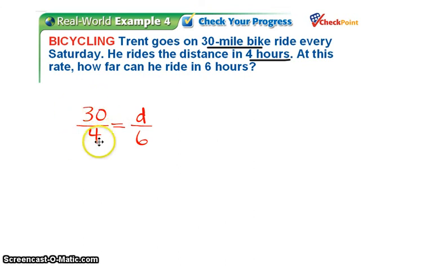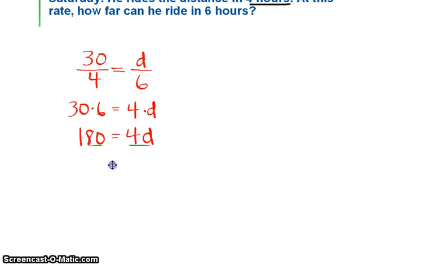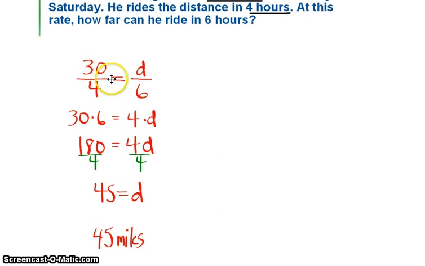30 miles in 4 hours. So I put miles on top, hours on the bottom. You could have it flipped, that's okay. But if you have this one flipped, you better have this one flipped. Okay, the distance goes together, the time goes together. All right, cross products, simplify it, divide both sides by 4, and we get a distance of 45 miles. Okay, so if we knew that he rode 30 miles in 4 hours, he's going to ride 45 miles in 6 hours. Okay?